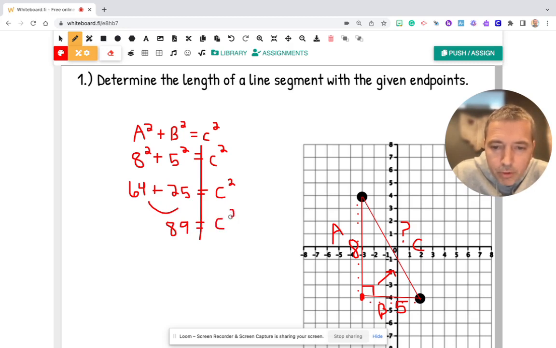Don't forget the last step. That would have made sense anyways. That couldn't be 89 units long, but I know to get rid of that square, I want to take the square root of both sides. So the square root of 89 is going to be 9.43, which rounds to 9.4. So that means that the missing side is 9.4 units. All right, I hope that helps.